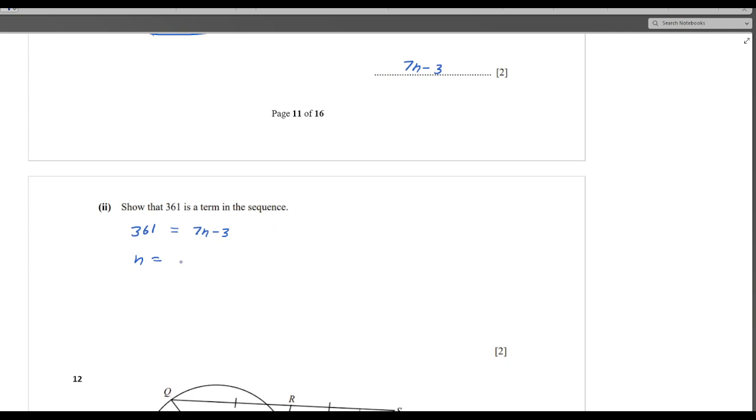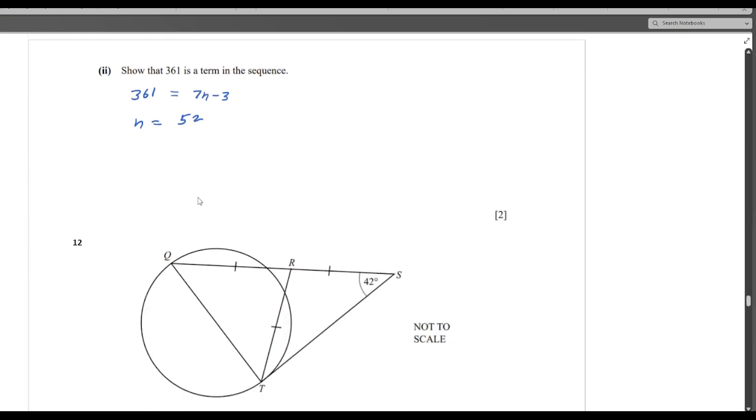I get the result as 52. So as n I'm getting a whole number, I will say that 361 is a term in the sequence.